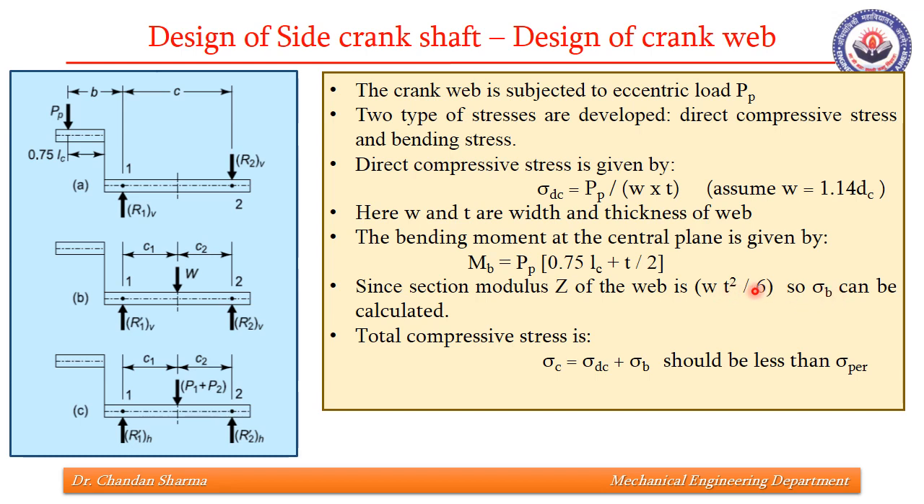Now net stress will be, since both are normal in nature, net compressive stress is sigma DC plus sigma B. It should be within sigma permissible. If it is the case, then the thickness and width that we have assumed are okay. If it is not, we can increase the width, because increasing width will not affect other calculations.